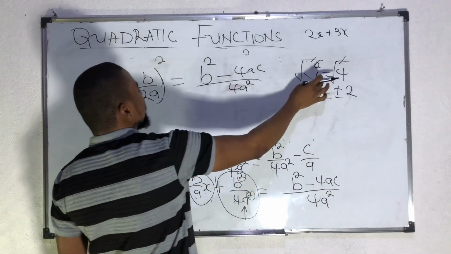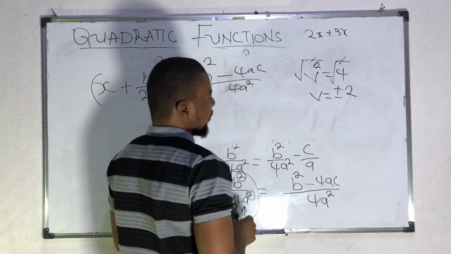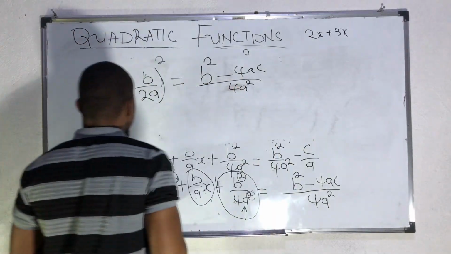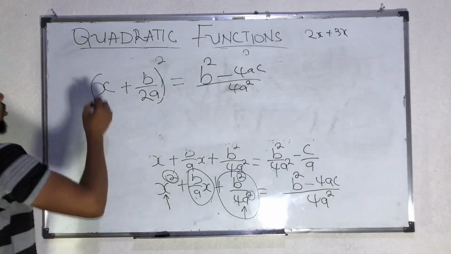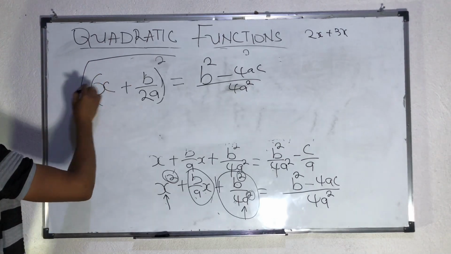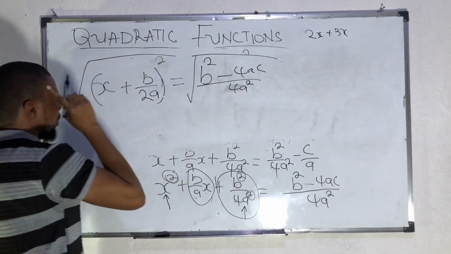Whenever you take the square root of a number, it gives you two values, one for the positive and the other for the negative. And that's also what we're going to do here. The left part is squared. Therefore, in order to remove this square on the left, we simply square both sides.